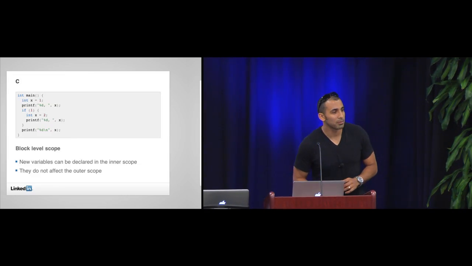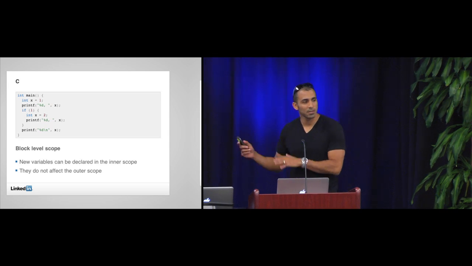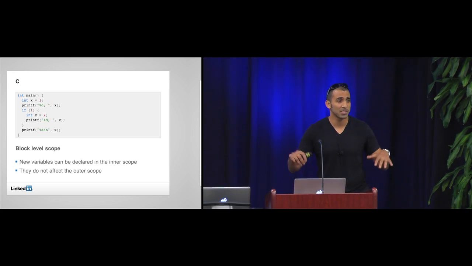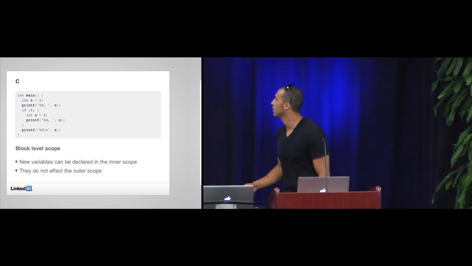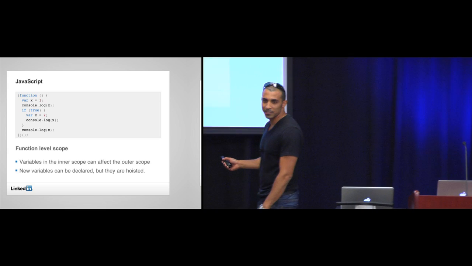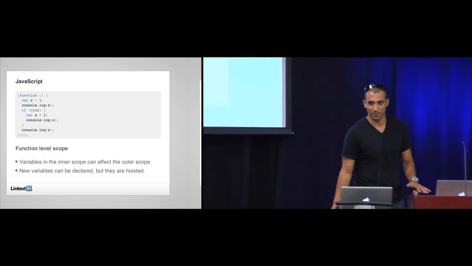Actually, I wanted to show an example in Java, but Java is a little bit peculiar when it comes to dealing with this stuff. You cannot have a variable inside an inner scope with the same identifier of a variable outside of the scope. It's actually going to give you a compile error, right? Yeah, yes, awesome. Now, JavaScript, completely different.